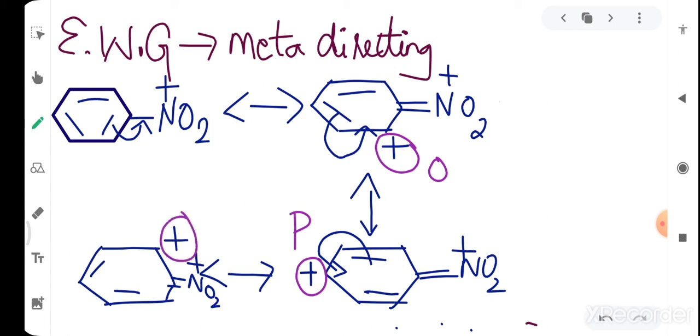Okay, now if you see, there is a positive charge on the ortho position and the para position. Now if you add an electrophile, which is also positively charged, it won't move to the ortho position and para position because they have like charges, so they'll repel. So what is the other option? It will move to the meta position. That's why electron withdrawing groups are meta directing in nature.